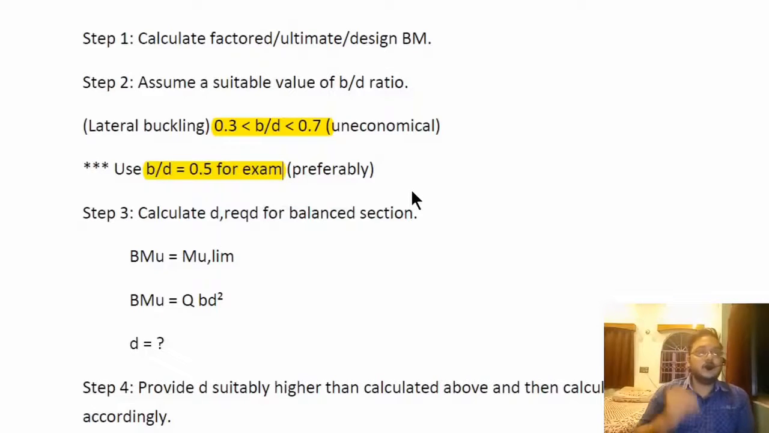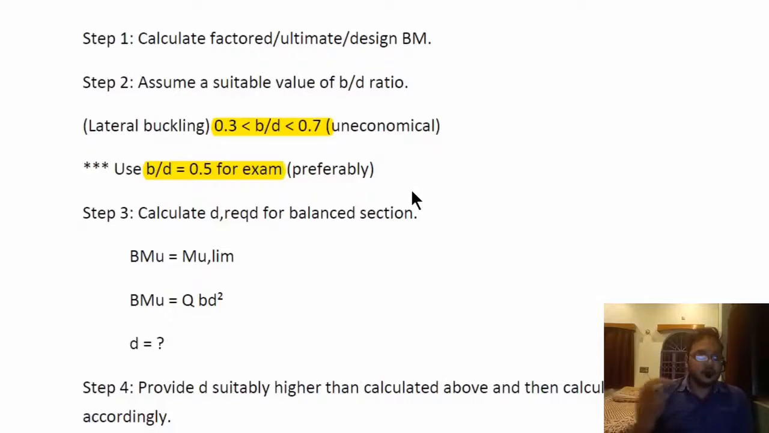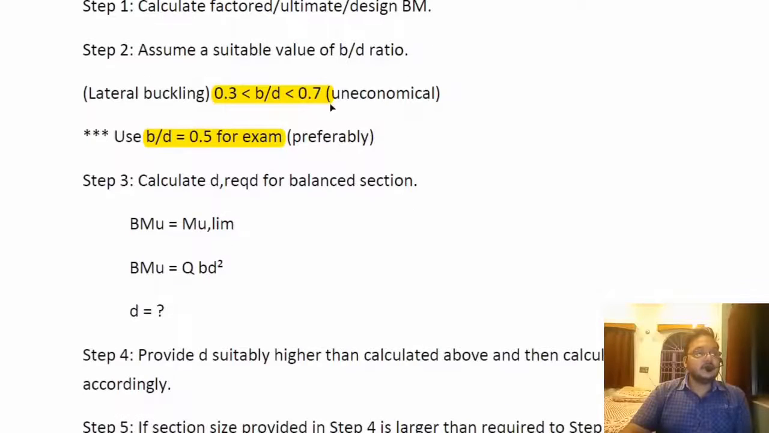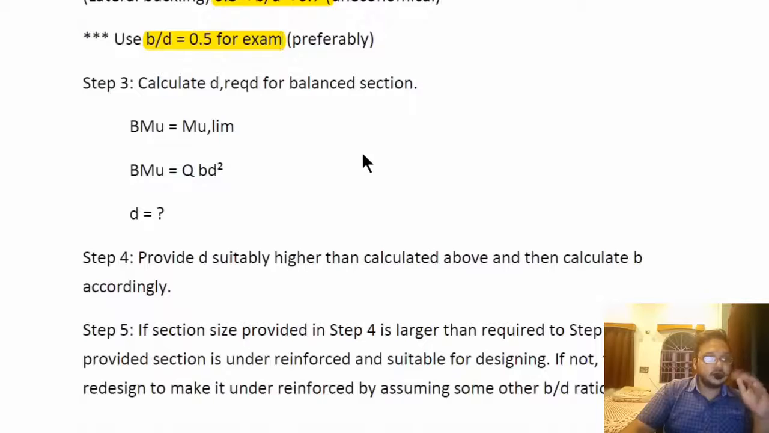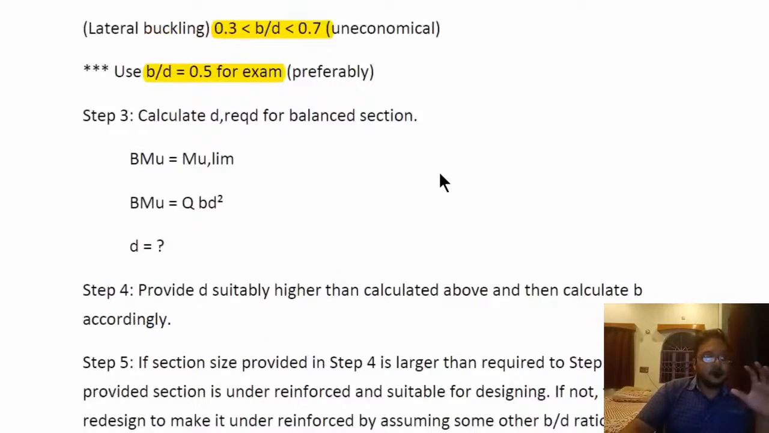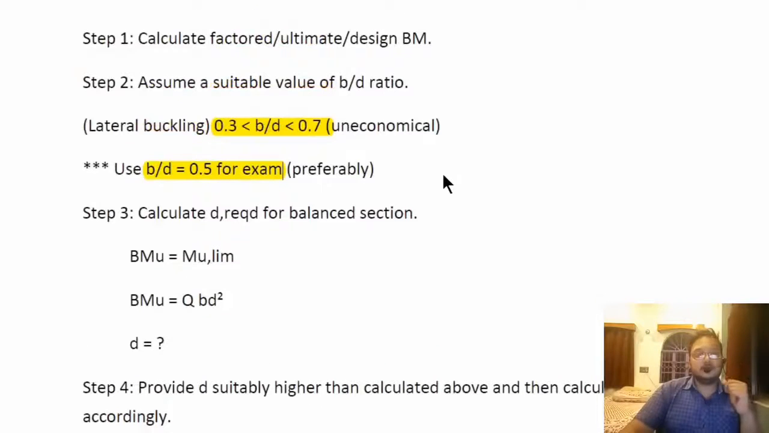I also hope most colleges give such questions so that answers can be satisfactory, because if we design in such a way that at a certain step our values are not matching or not satisfactory, then we need to change the B to D ratio. So it is done in such a way that in only one trial and error step we need not change the B to D ratio and calculate again and again. We can do it in one step.